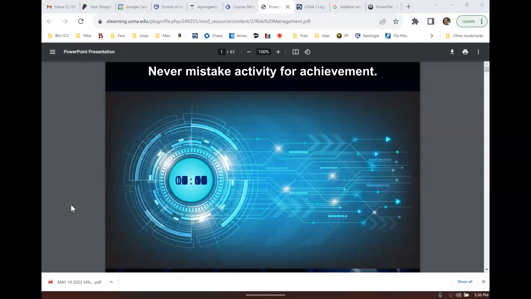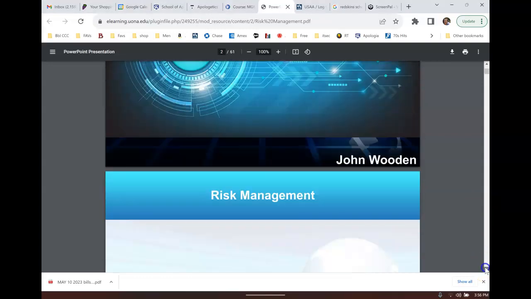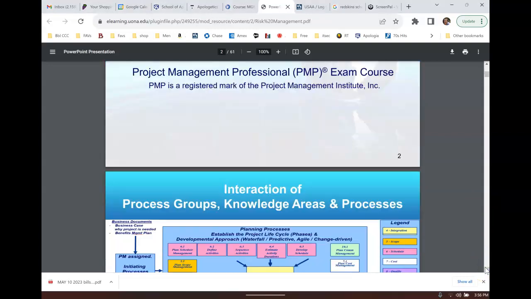Hey, we'll start with this quote: never mistake an activity for an achievement. Pause and ponder that one. That's a good one. Okay, we are underway now and taking a look at risk and how it will apply to us.